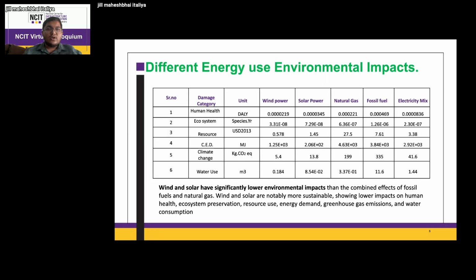And when it comes to the type of energy used to run this infrastructure, whether wind, solar, natural gas, fossil fuel, or electricity mix, we can see that wind and solar have significantly lower environmental values, as we know that those are renewable sources of energy, compared to the fuel and the natural gas. Wind and solar are notably more sustainable, showing lower impacts on human health, the ecosystem, resource use, energy demand, and greenhouse gas emissions.